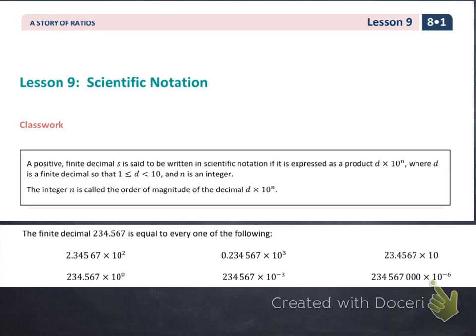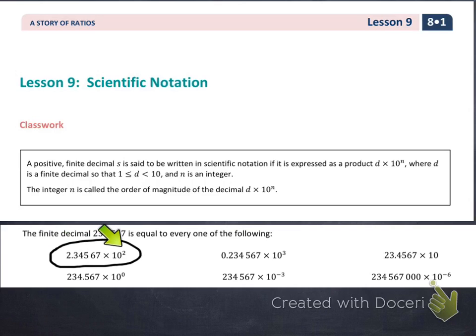Okay, so if you said this first one, you're correct. The reason for that is that this is the only one where the decimal number out front is between 1 and 10, greater than 1 and less than 10. The decimal place is right after the leading digit, so it's 2.34567.